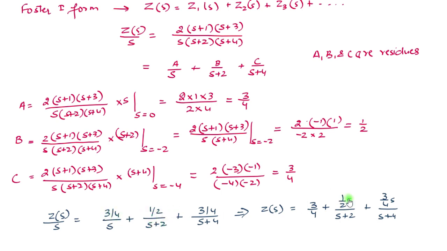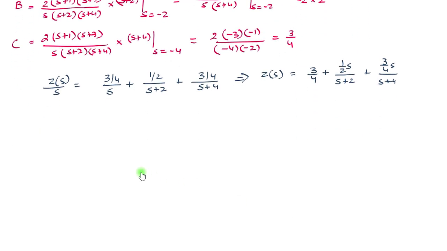Multiplying with this term will give 1 by 2s divided by s plus 2, and multiplying with this term will give 3 by 4s divided by s plus 4. Now this is the disintegrated form of the given network function, as all the terms are of either 1 order or 0 order, and I already know that this will be an RL function.